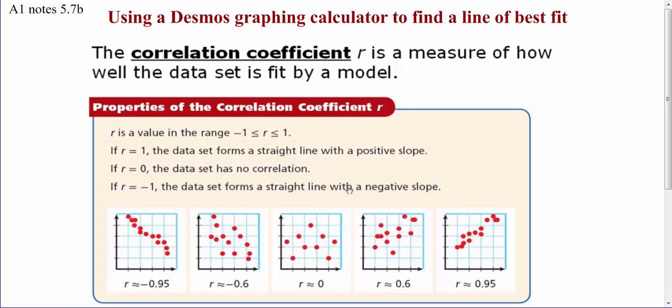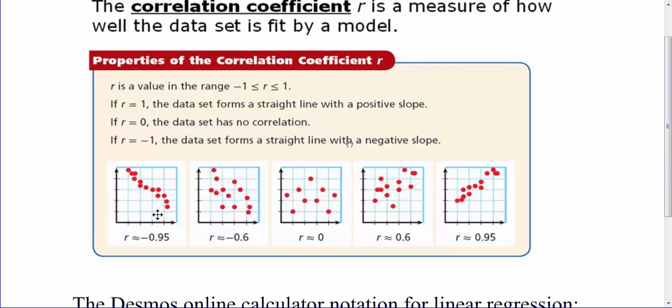First, a correlation coefficient, R, is a measure of how well a data set is fit by a model. You can see on this chart here, we go from an R value that's close to -1 to an R value that's close to +1. The biggest difference between -1 and +1 is that the negative R value indicates a negative slope, and the positive R value indicates a positive slope. We use words like a positive correlation. In other words, as one value goes up, so does the other. In a negative correlation, as one value increases, the other decreases.